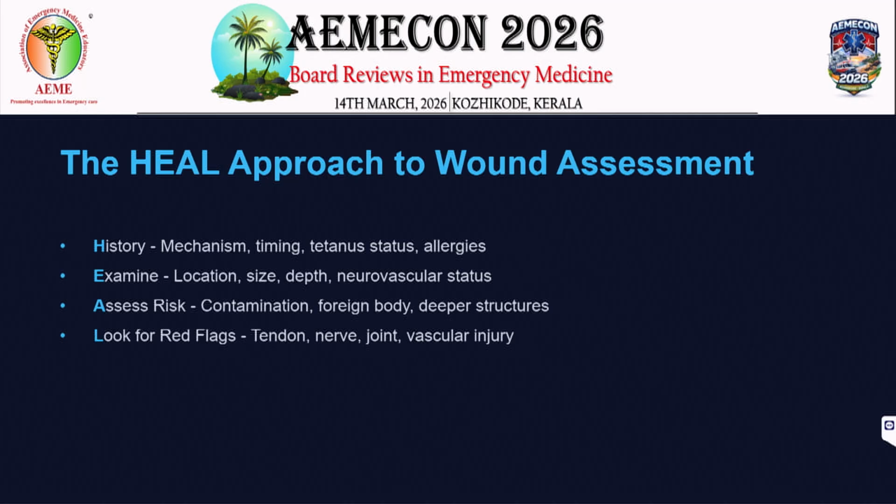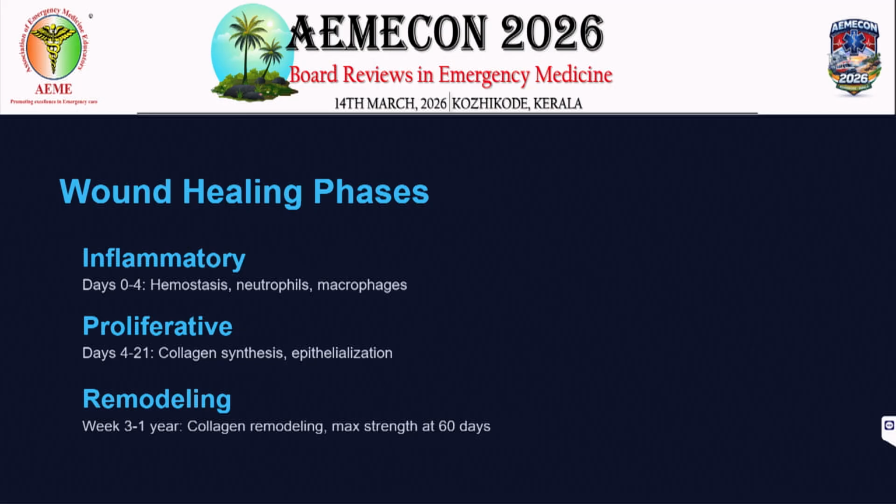That we can see by checking whether any contamination is there, any foreign body is there, or whether any deeper structure is involved, which is very high risk for developing infection later. And you should always look for the red flags, like any tendon injury, nerve injury, or a neurovascular or vascular injury distal to the wound or at the site of the injury. So this, I think most of the people sitting here will know.